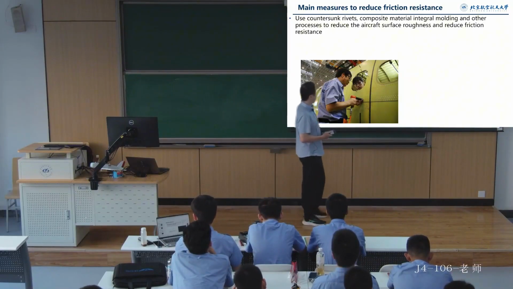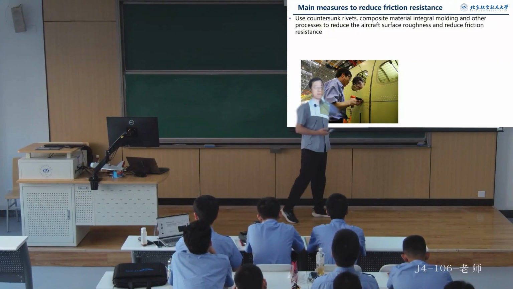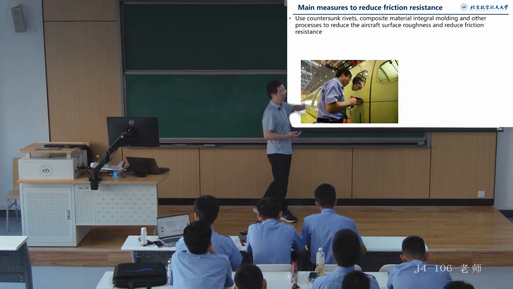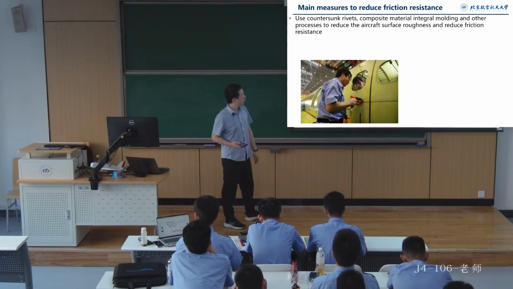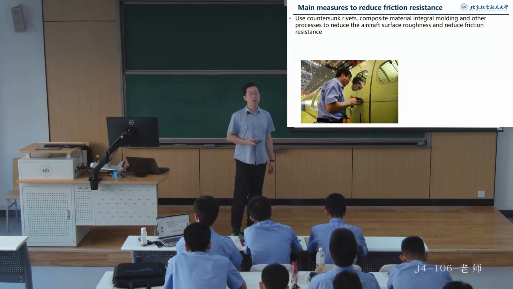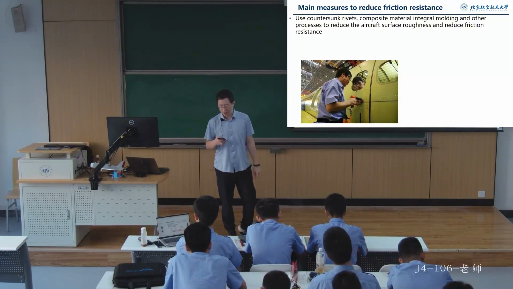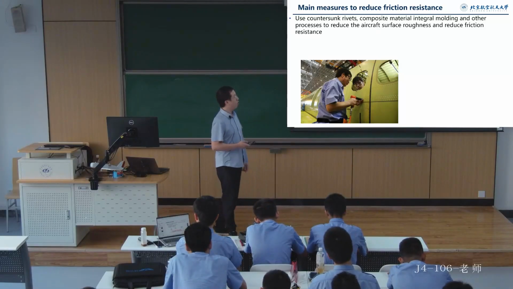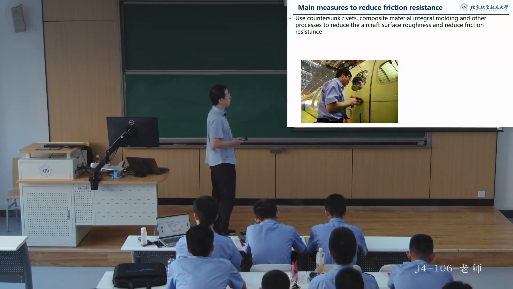For the aircraft surface, we choose flush rivets, which do not protrude. This reduces the roughness of the aircraft surface. This is an important method we use in modern aircraft manufacturing processes to ensure reduced drag. Besides this, we have other ways to reduce the frictional drag of the aircraft.